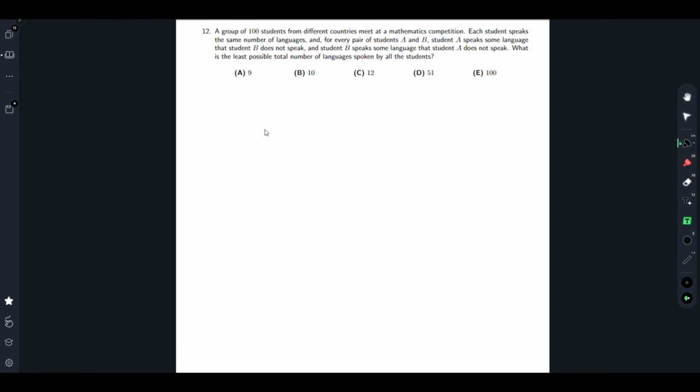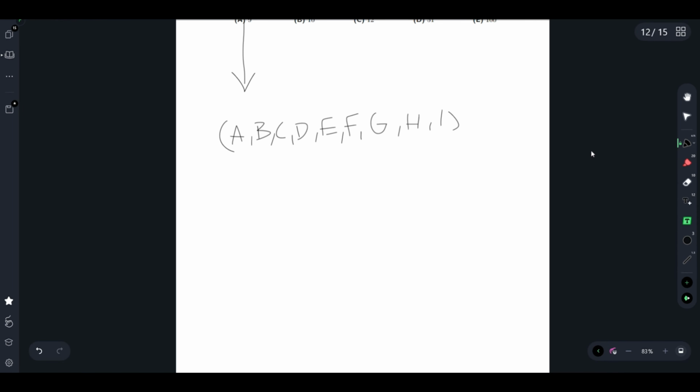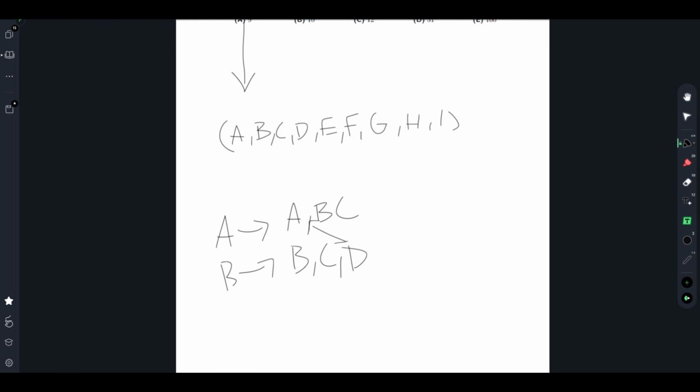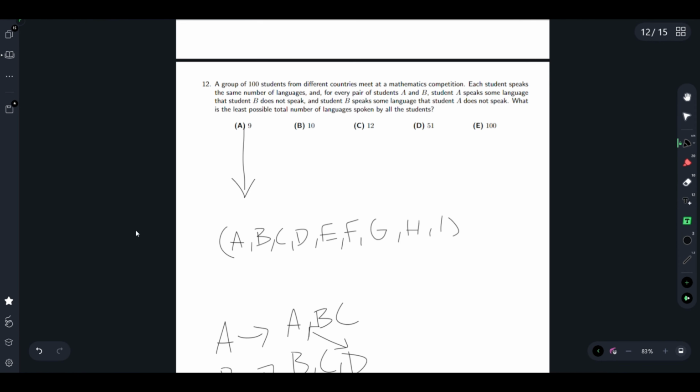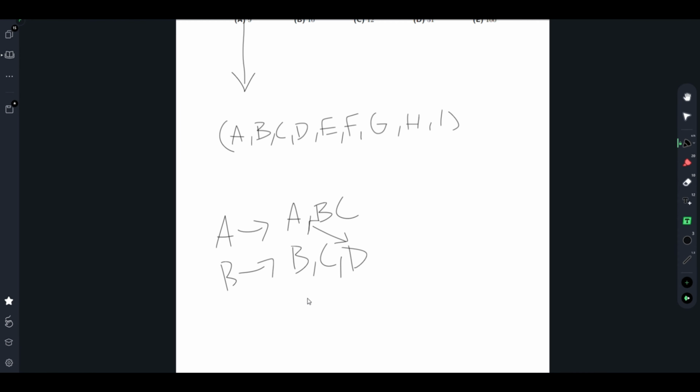Alright, since there's only 5 answer choices, we can just try them all. Let's say there's 9 total languages spoken by the students. Let's say the languages are A, B, C, D, E, F, G, H, I. What this question is asking is, for example, student 1 speaks A, B, and C, and student 2 speaks B, C, and D. And these still work because there's one language that student 2 doesn't understand, and one language that student 1 doesn't understand. So we can just choose, in this case, 9 choose 3.